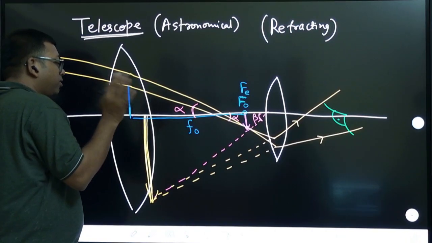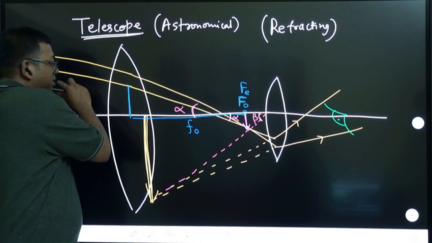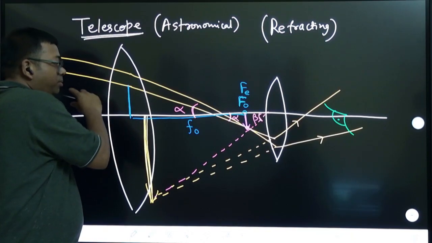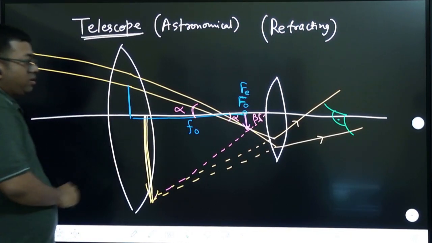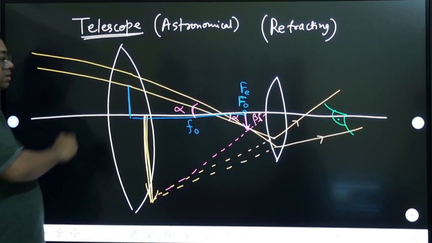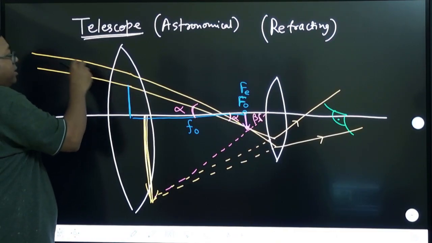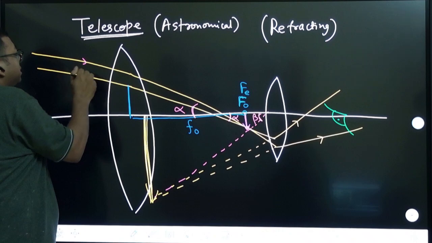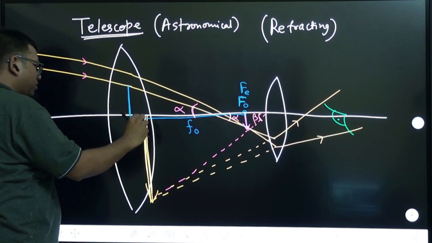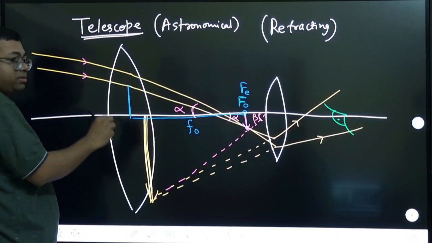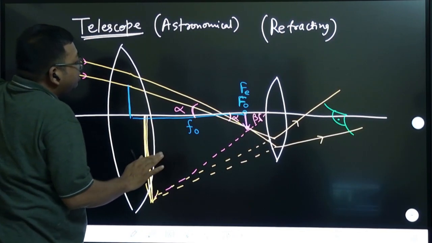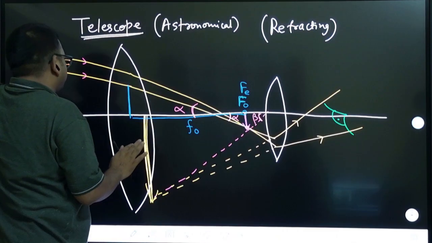No, not parallel to the principal axis. They have taken it inclined, passing through the optical center. They are parallel only. Here also they are parallel only. But the thing is that they are passing through this optical center. Still, this diagram is not wrong. Okay? This is also correct.